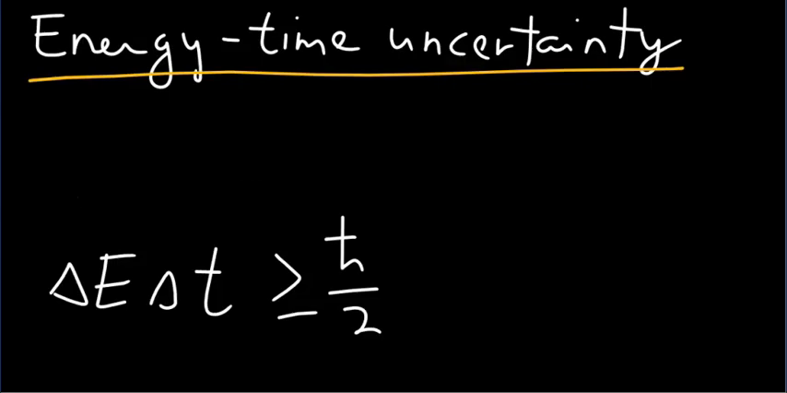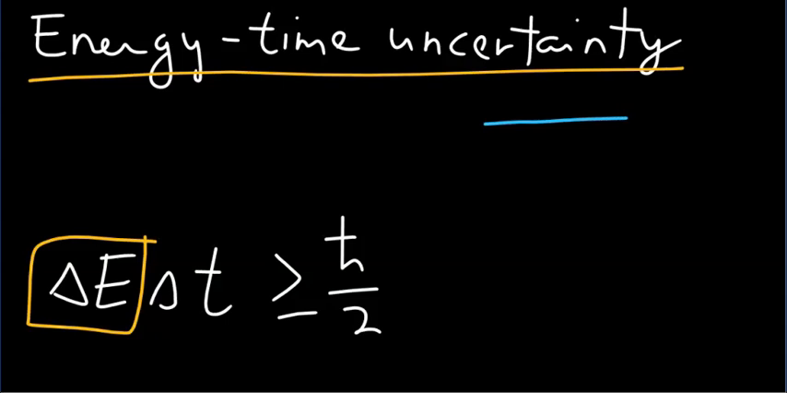One way to interpret this expression is as follows. Suppose we have a system that remains in a certain state for a very long time. That means delta t is large. Such a system can have a very well-defined energy, or small delta E. However, if it remains in that state for only a short time, small delta t, the uncertainty in energy must be correspondingly larger. Delta E is higher. One can view this delta E as the spread in energy of a particular state.